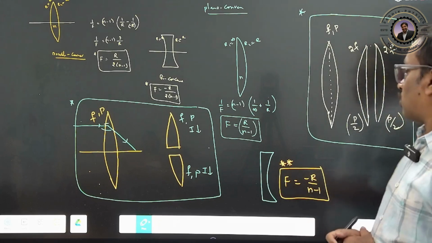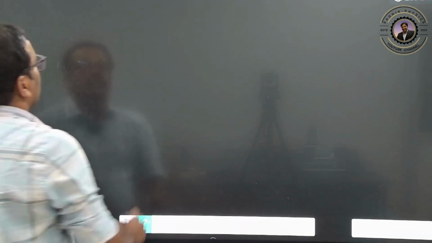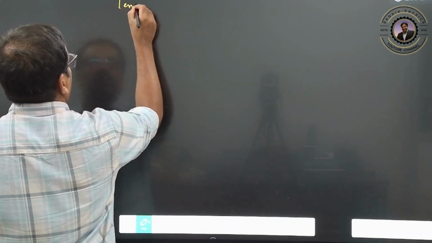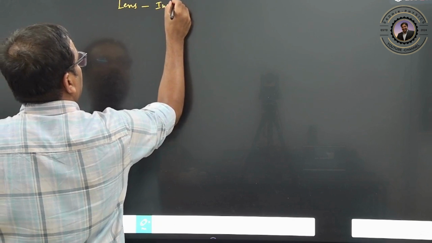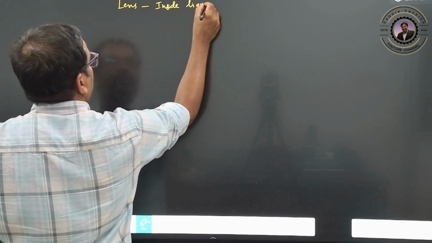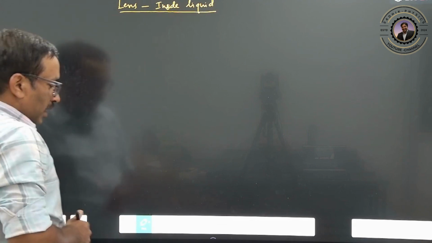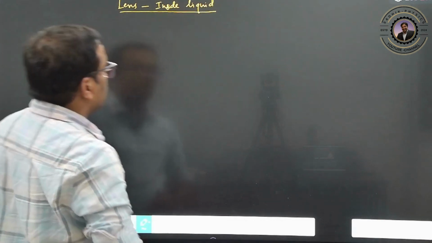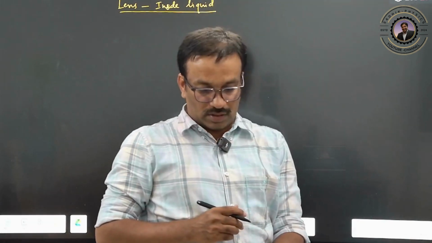Clear? So now what you are going to do: suppose the lens, we are going to immerse inside a liquid. What is going to happen now? Lens, we are going to keep inside a liquid. Also I will tell one shortcut here, right? So very good information you are going to get here. So let us see what that is. So here suppose, let us see.